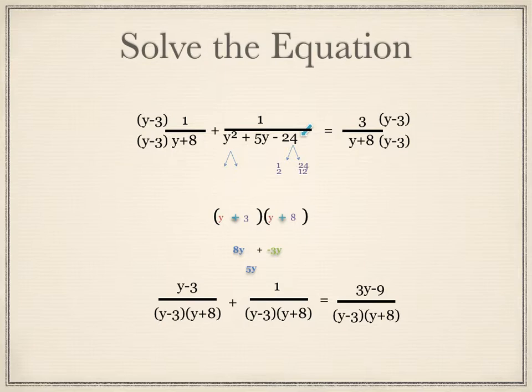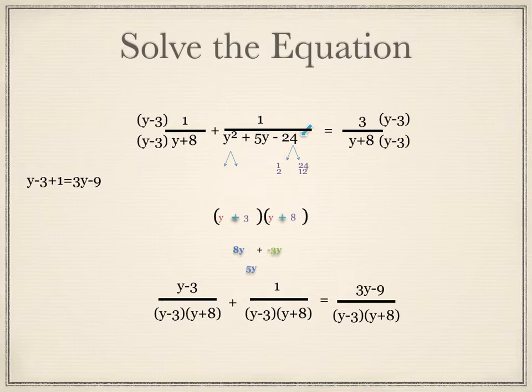So now notice that we have the same denominator all across all three terms of our equation. Because of this, we can only work with the top now. In other words, we're basically multiplying y minus 3 times y plus 8 times the whole entire equation, and therefore getting rid of the denominator, or canceling out the denominator. So now we can just work with our numerator. Y minus 3 plus 1 is equal to 3y minus 9.